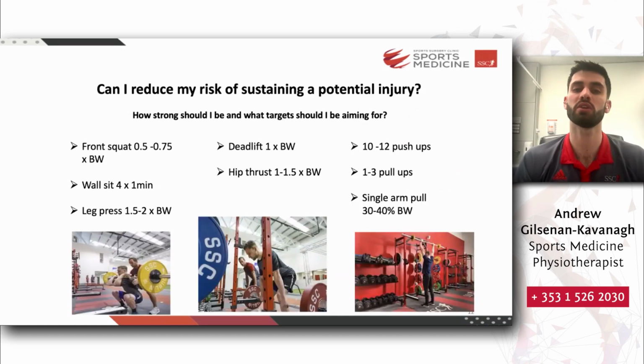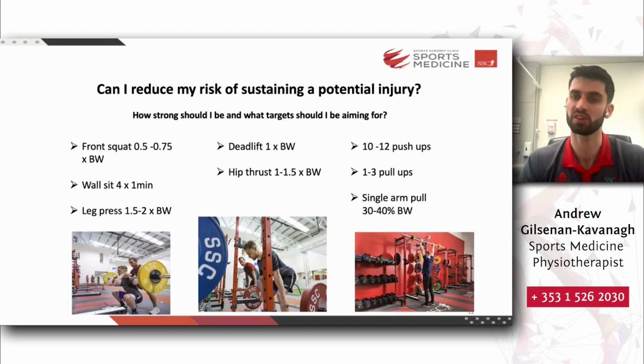So now we'll move on to reducing the risk of sustaining a potential injury. So we touched on strength in a previous slide, and now we're going to look at some targets, some things that perhaps you at home can aim for to see how strong is strong enough. So for our front squat, we're looking for 50 to 75% of our body weight, and we can see that in the bottom corner of our picture here.